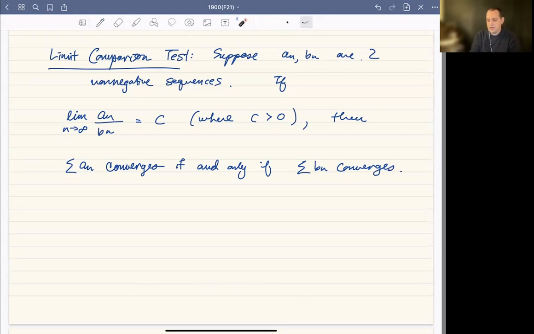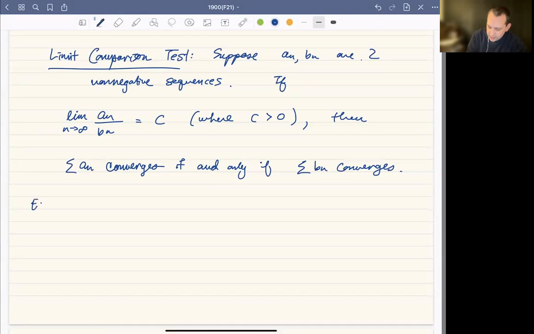The value that we get for the limit doesn't matter at all. It doesn't matter if this limit is 5 or 1 over pi. Most of the time, this limit is going to end up being 1, but it doesn't actually matter what this limit is. All that matters is that it's positive and that it's finite. If that's the case, then whatever happens to one series happens to the other.